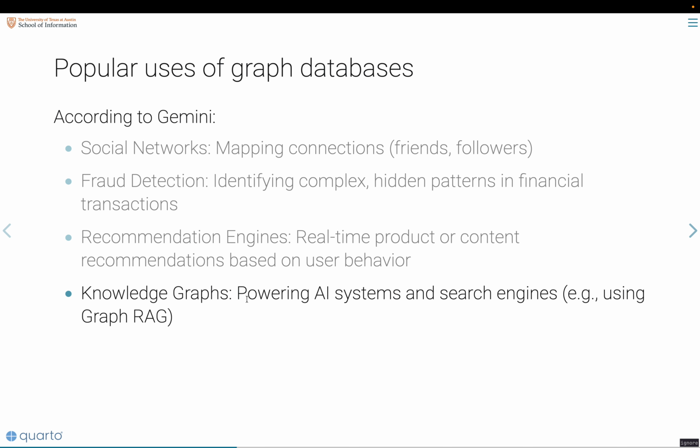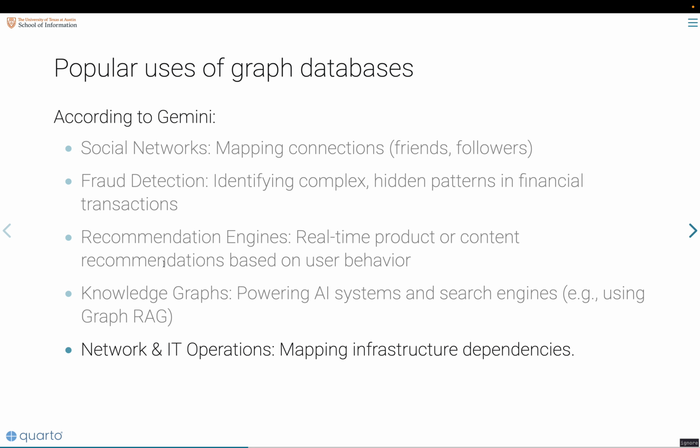And also in knowledge graphs, powering AI systems and search engines using, for example, graph RAG. RAG is retrieval augmented generation or something like that. Oh yeah, and it's also used in network and IT operations, so mapping dependencies of infrastructure, so mapping an actual physical network.